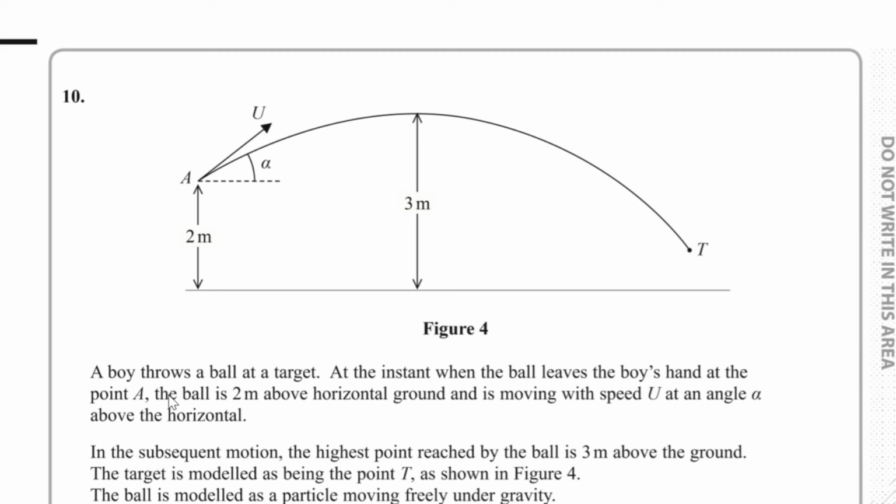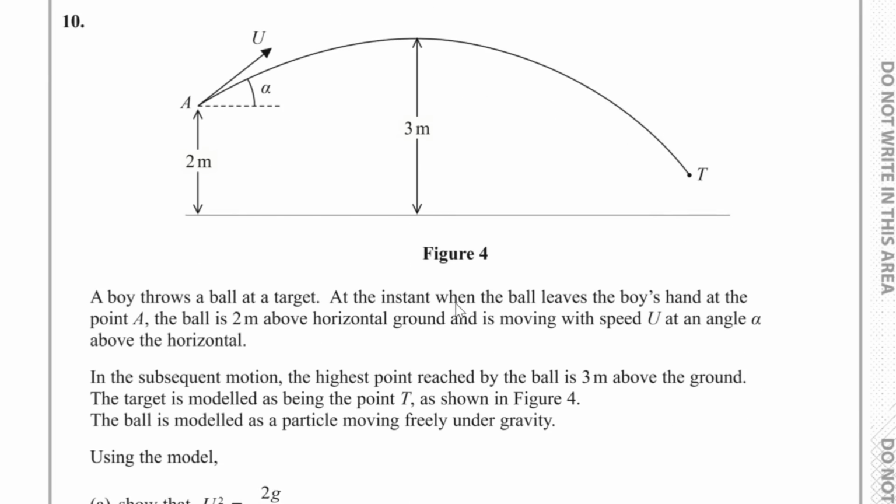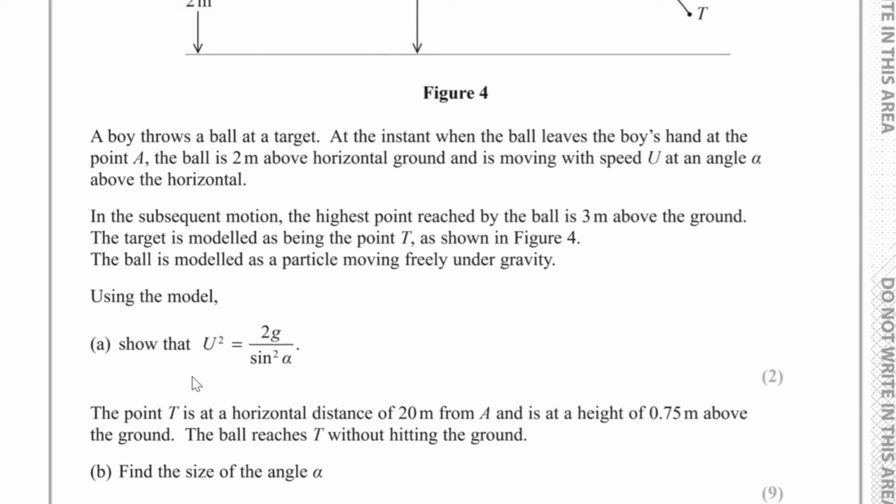Question number 10. A boy throws a ball at a target. At the instant when the ball leaves the boy's hand at the point A, the ball is 2 meters above horizontal ground and is moving with speed u at an angle alpha above the horizontal. In the subsequent motion, the highest point reached by the ball is 3 meters above the ground. The target is modelled as being point T, as we see in figure 4. The ball is modelled as a particle moving freely under gravity, and using the model we have to show that u squared equals 2g over sine squared alpha.